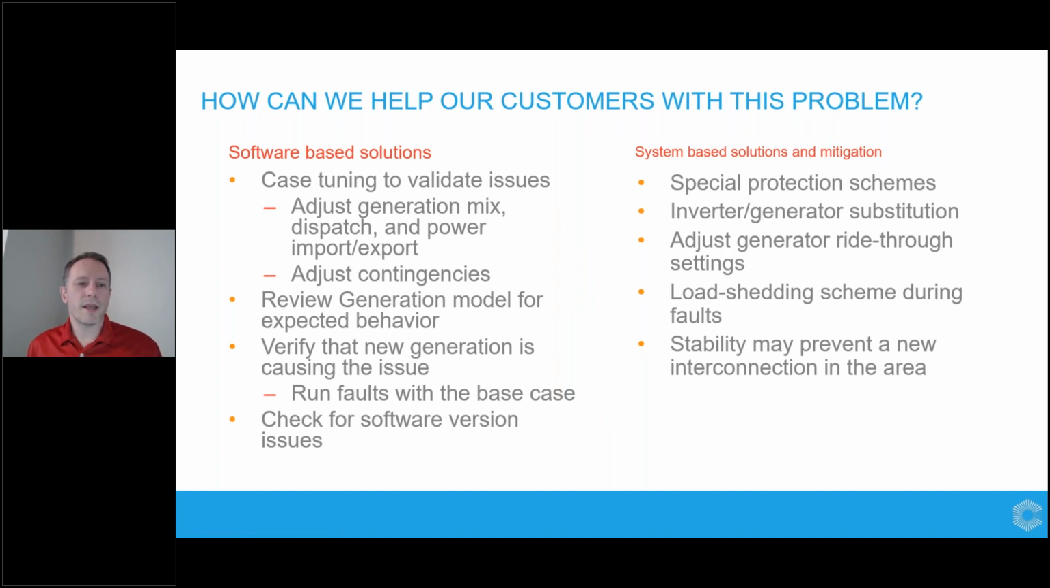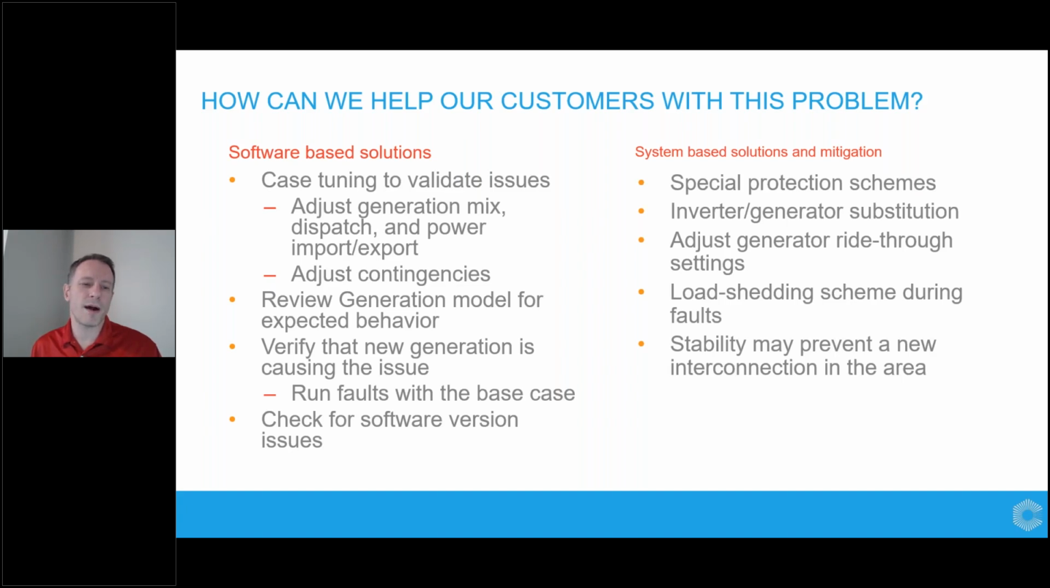So some of the things we can do if there's a problem we find in transient stability: we can tune the case and try to clean up the actual input data a little bit, adjust the dispatch, adjust the import and export power. We can maybe play with the contingencies and make sure they're good. We can review the generator model to make sure it's behaving as expected.